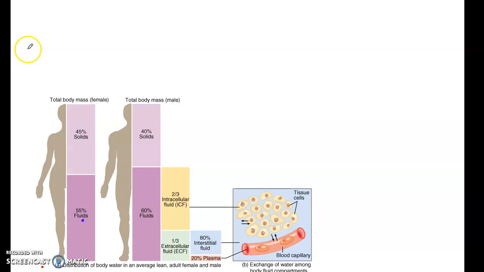All right, so chapter 26 is about fluid balance. So fluid, electrolytes, acid base, all of that. It revolves basically around water in the body and where it is and how it's moving around.